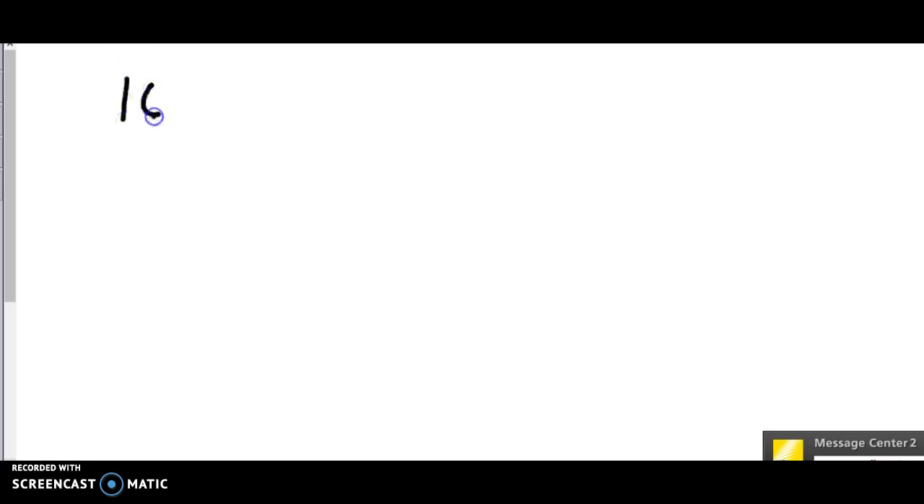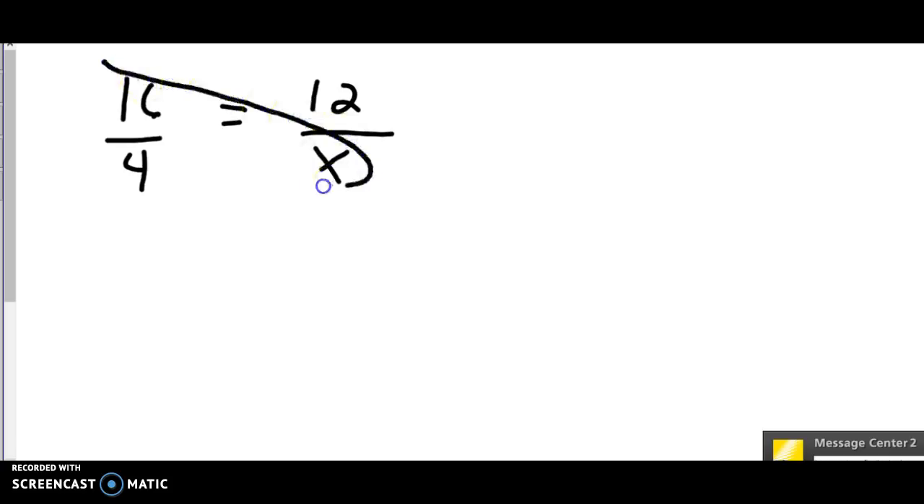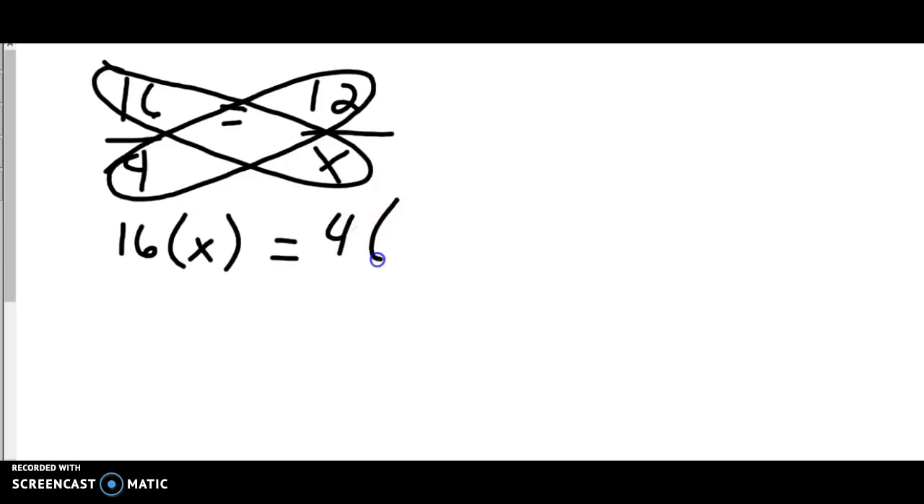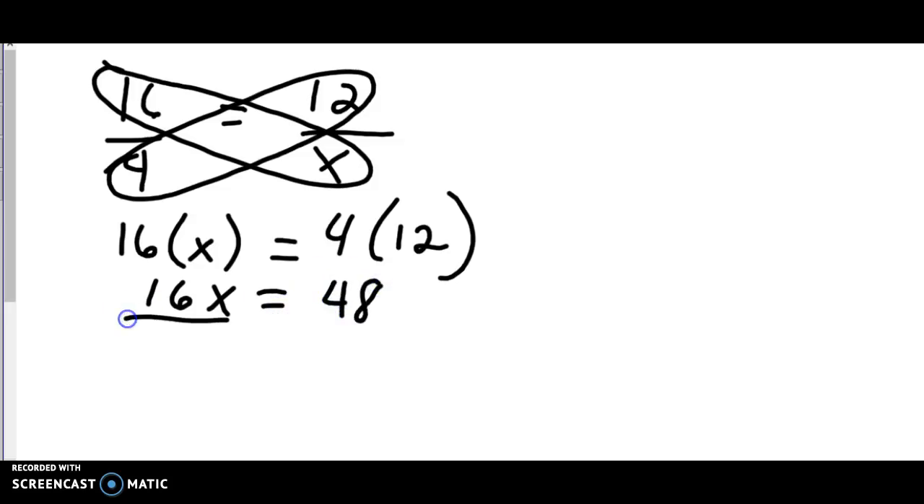We have 16 divided by 4 equals 12 divided by x. So you have two ratios. When there's an equal sign in between them, it makes it a proportion. So this is 16 times x equals 4 times 12. So 16 times x is 16x, and 12 times 4 is 48. Now we're going to solve for x, so we're going to say divide both sides by 16, and then x equals 3.